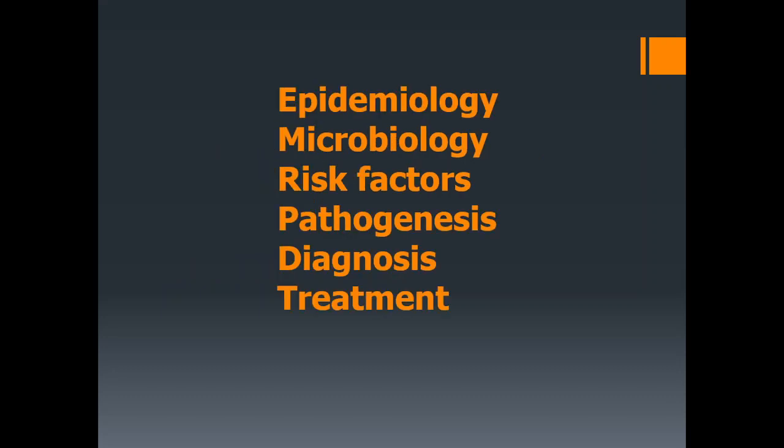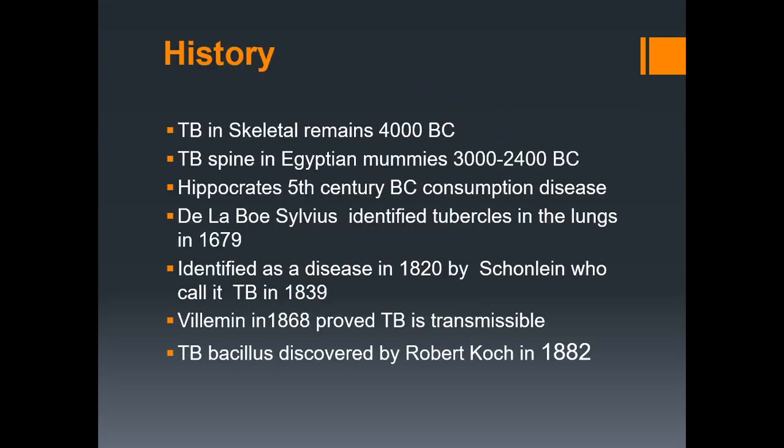I'll try to discuss briefly the epidemiology, microbiology, risk factors, pathogenesis, diagnosis, and treatment of pulmonary tuberculosis. A little bit about history. Tuberculosis is a very old disease. There is evidence of tuberculosis in skeletal remains about 4000 before Christ, and TB of the spine was found in Egyptian mummies 3000 years before Christ.